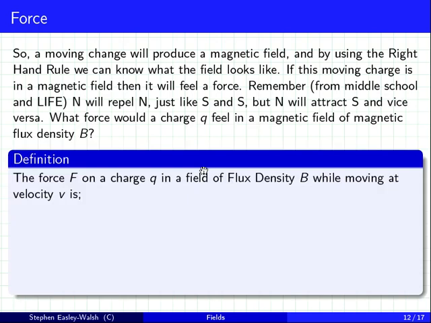So there is a way to calculate the force on a charge Q in a field of density B moving at velocity v. Now, why is it important that the charge is moving at a velocity v? Constant, as in direction.